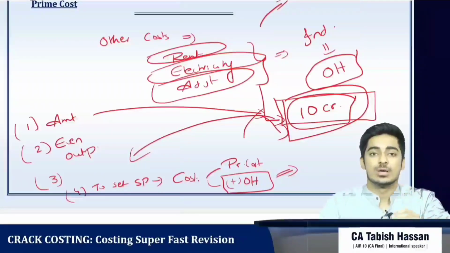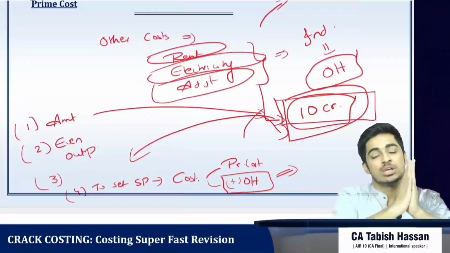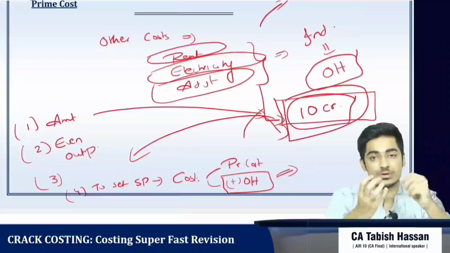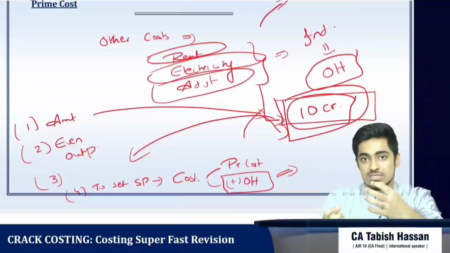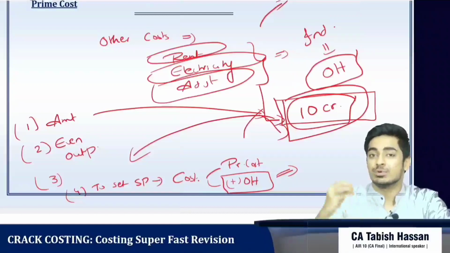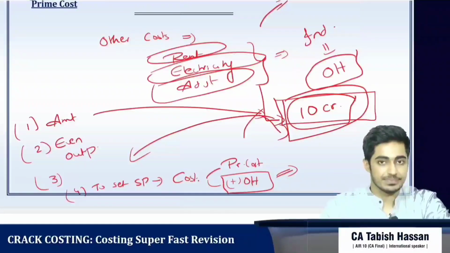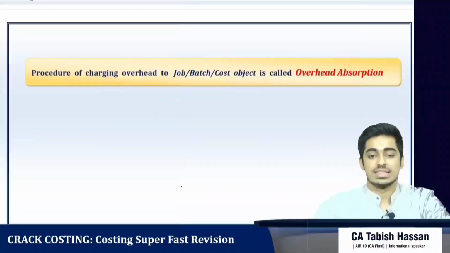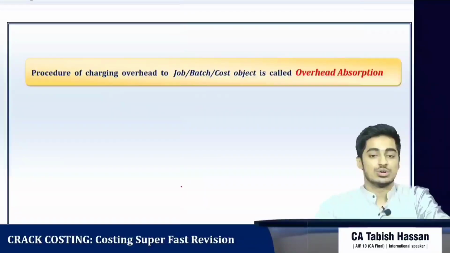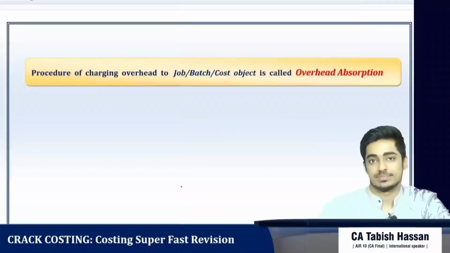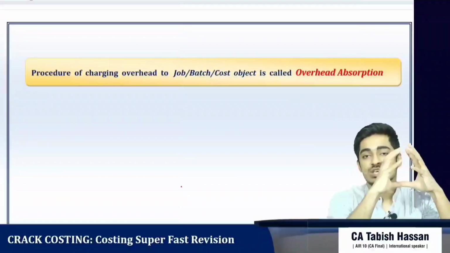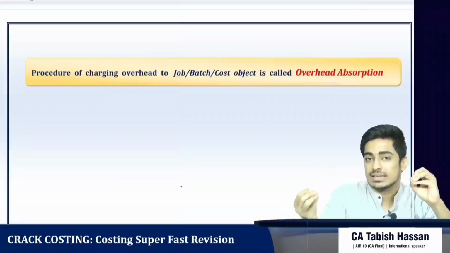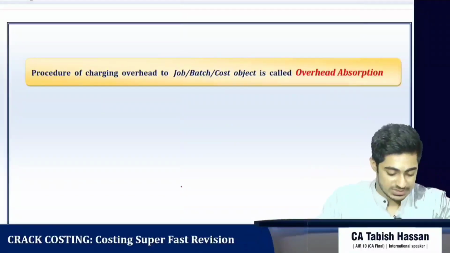It is true that we won't get the amount of overheads at the beginning of the year. But still, to get the right selling price, we want the right cost. And to get the right cost, we want overheads. So we will have to estimate the amount of overheads with a reasonable certainty. This is called overhead absorption. So what is overhead absorption? It is the process of charging overheads to the job or batch or cost object. Suppose the total overheads is 1 crore. So I charge 100 rupees to manufacture a mobile. This process is called as overhead absorption.